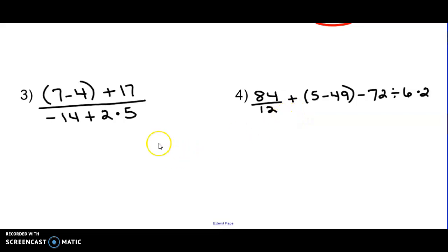All right, let's take a look at number 3. We have a fraction, right? So we have a fraction and there's something on the top part of our fraction and there's some numbers that we need to simplify on the bottom of our fraction. So let's just break it down piece by piece using PEMDAS.